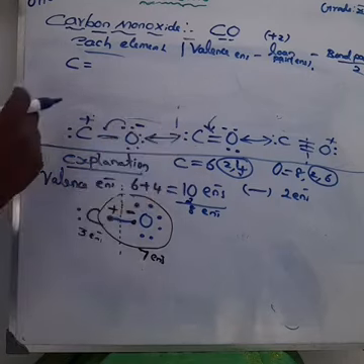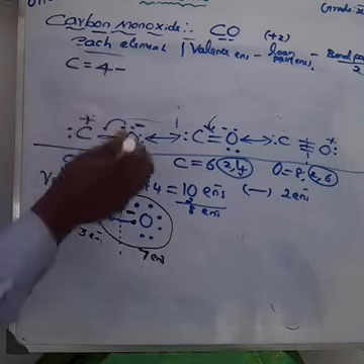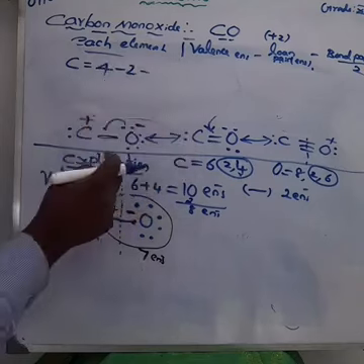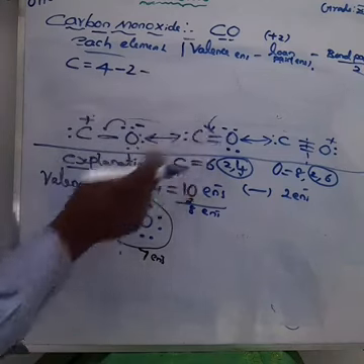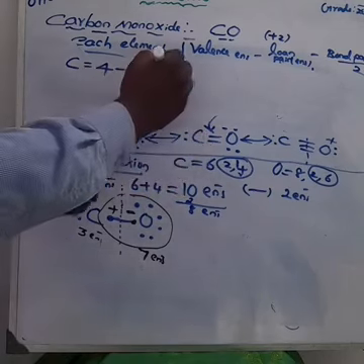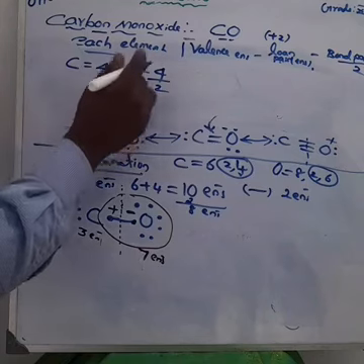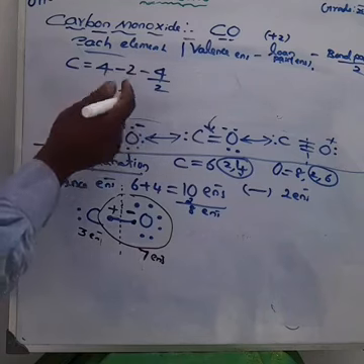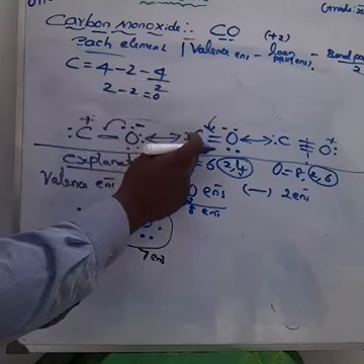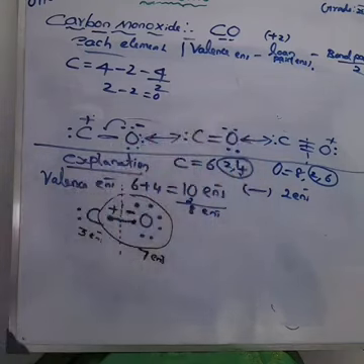Carbon, what is the valence electron of carbon? 4 minus, what is the lone pair of carbon? That is 2, am I right? 2 minus, what is the bond pair? Here having 2 bond pair, am I right? So 1 bond pair is 2 electrons, 2 bond pair is 4 electrons, 4 by 2. So 4 minus 2 minus 4 by 2 is equal to 2 minus 2, which is 0. So carbon has no charge. 0 means no charge, am I right? No charge.